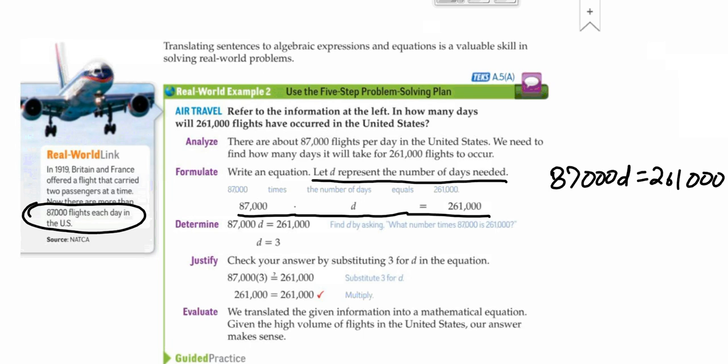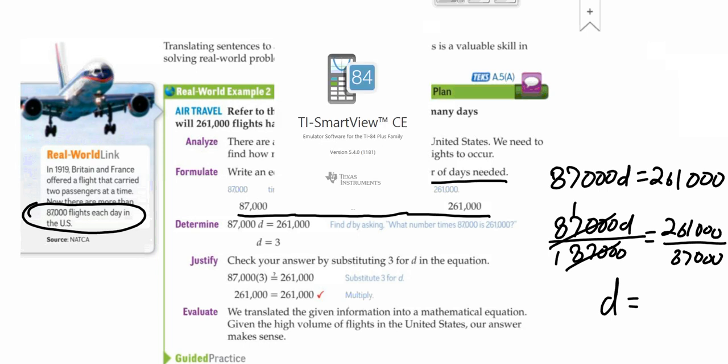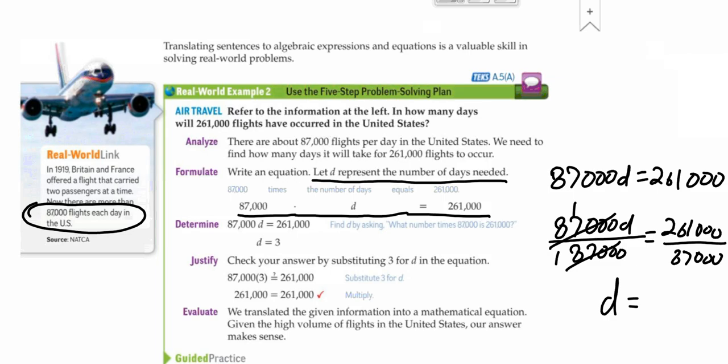But to solve this, both sides need to be divided by 87,000. 87,000 D divided by 87,000. 87,000 divided by 87,000 simplifies to 1 over 1. So that's with D, 1D, which is D. And on the other side over here, 261,000 divided by 87,000.